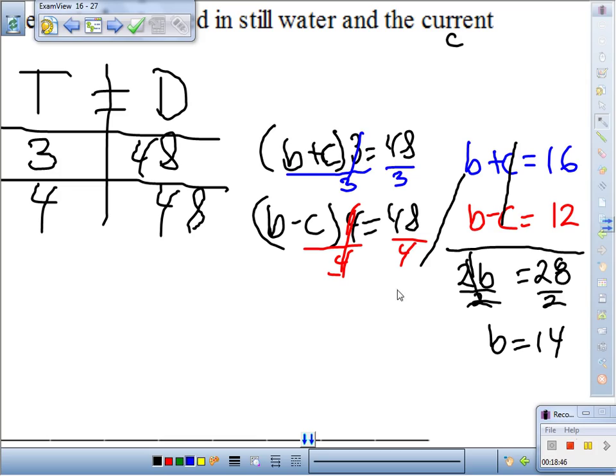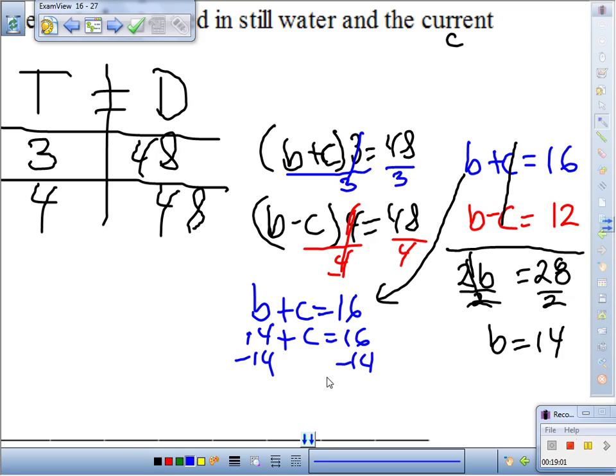I'm going to use this one right here. And I'm going to write B plus C equals 16. Then instead of B, it's what? 14 plus C equals 16. C equals 16 minus 14, so C equals 2.